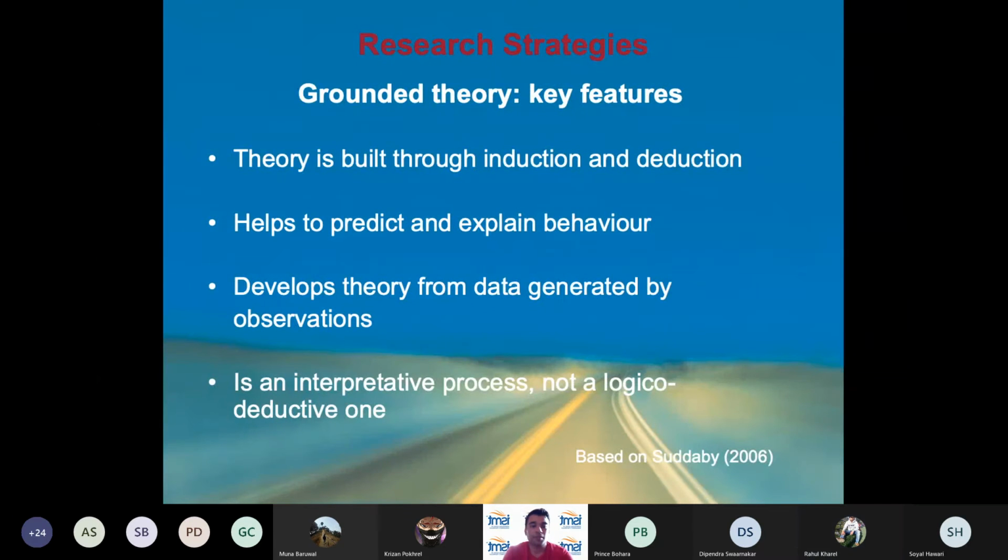Grounded theory means, suppose you are studying a certain phenomenon in a society, and what you do is observe the pattern. Suppose how the children in a slum are doing their daily life, or how they are behaving, how the lifestyle of the children in the slum is.